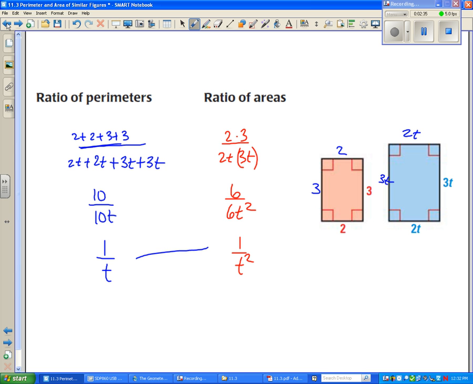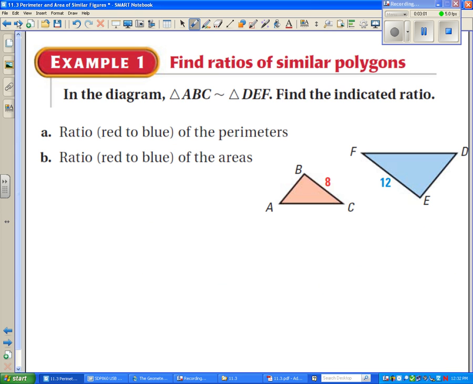Now, notice this becomes a side length divided by the side length, which is the same as the ratio of the perimeters. Notice the side length from this to this is 2 divided by, if I'm dealing just with side lengths, 2 divided by 2t, which is 1 over t. We got the same thing from the perimeters here. All right, let's start solving some problems.